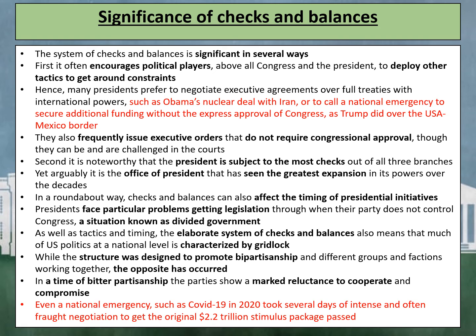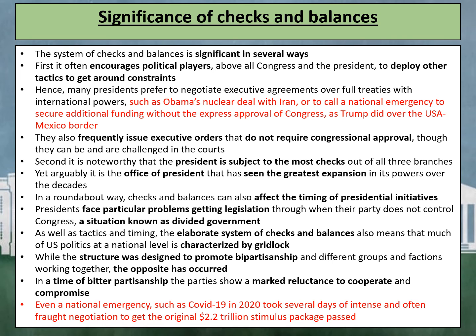As well as tactics and timings, the elaborate system of checks and balances also means that much of the US government at a national level is characterized by gridlock. With the levers of power often held in different hands, frequently very little positive is achieved. By dispersing power, the Founding Fathers have ensured, intentionally or otherwise, that it is much easier to stop something happening than it is to achieve something positive.